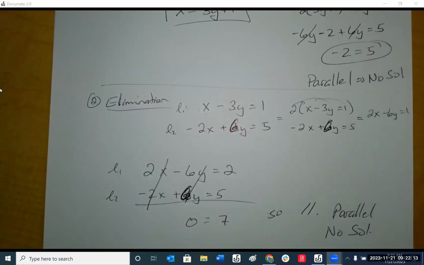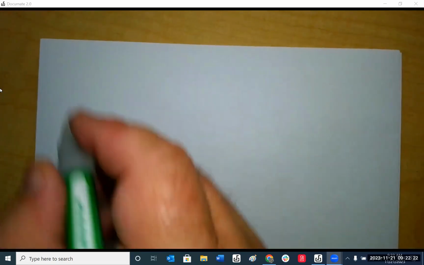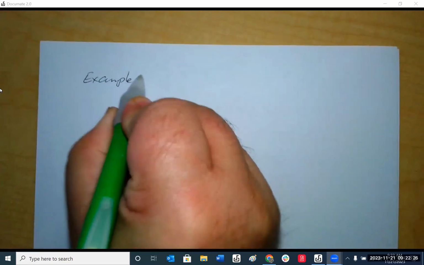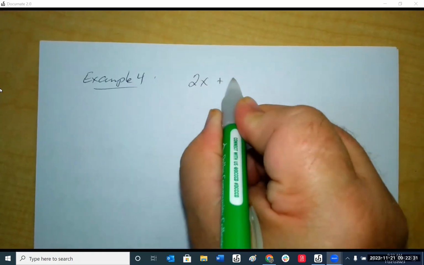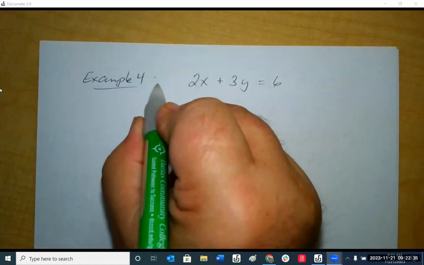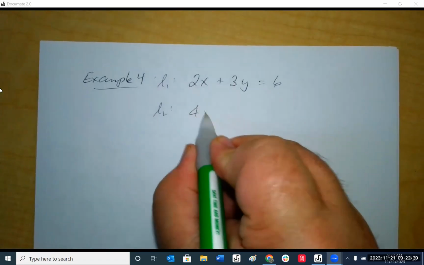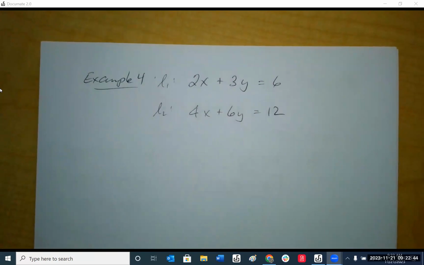No solutions. All right, let's look at what one would look like if it's the same line. Two x plus 3y equals 6. This is line 1. Line 2. 4x plus 6y equals 12.